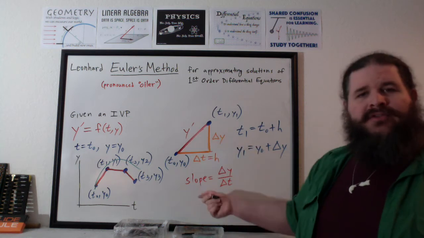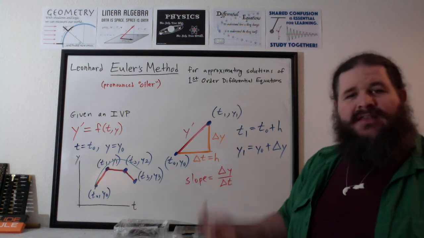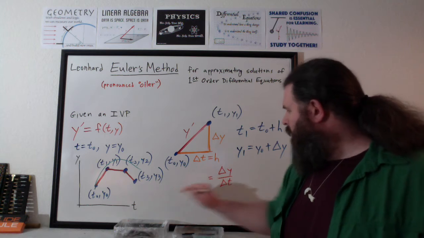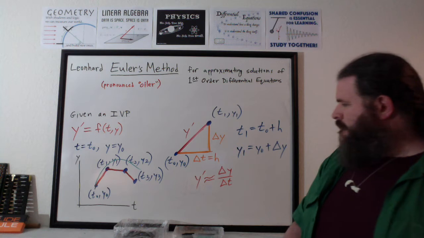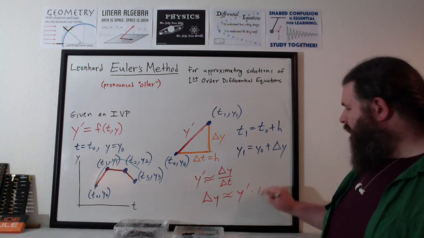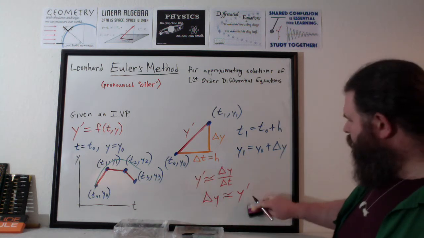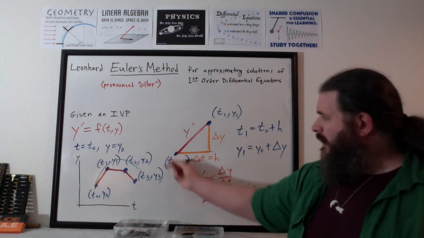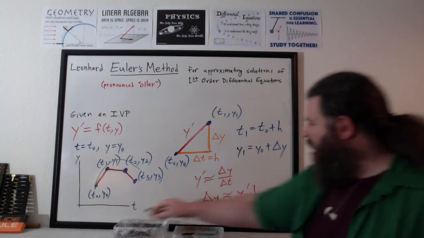We can fill in y prime for the slope, and this is an approximation, because y prime is the slope of the tangent line, delta y over delta t is technically the slope of the secant line, but they should be pretty close if we're talking about a small interval. So y prime is approximately delta y over delta t. Solve that for delta y, we get delta y is approximately y prime, the slope, times delta t. But delta t is just this constant h. So that's our delta y. This is how far up we're going as we go to the right. We go to the right some constant small distance h. We go up some distance y prime times h.